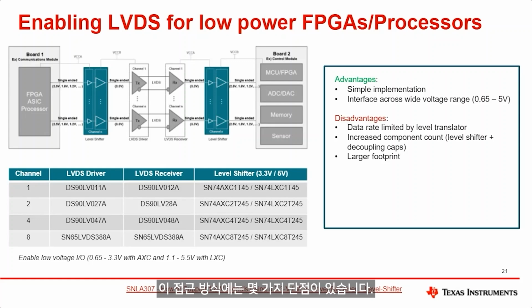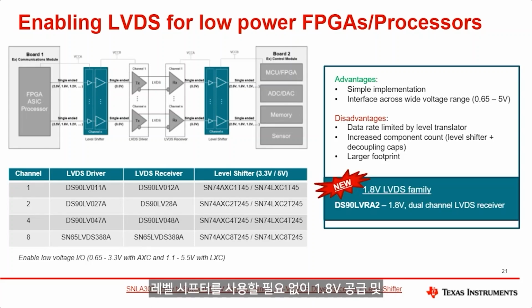There are some drawbacks with this approach. The main drawback is that it will increase the component count in the board space implementing the level shifter. It'll also limit the data rate at which you can transmit LVDS to that which is supported with the level shifter. And so that's the benefit of the new 1.8 volt LVDS device, is that it will inherently support 1.8 volt supply and logic voltages without the need of using a level shifter. Again, that's supported with DS90LVRA2.